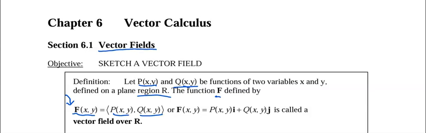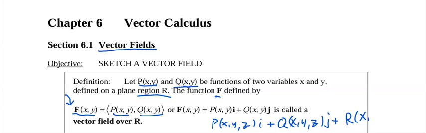Okay, if it is three dimensions, then you're going to have P(x,y,z) i plus Q(x,y,z) j and plus R(x,y,z) k, and that is going to be your F(x,y,z). This is how you define the vector field.